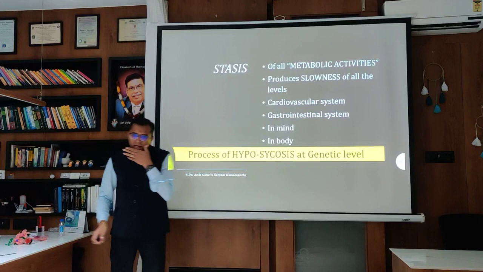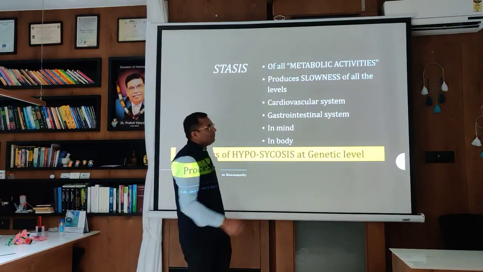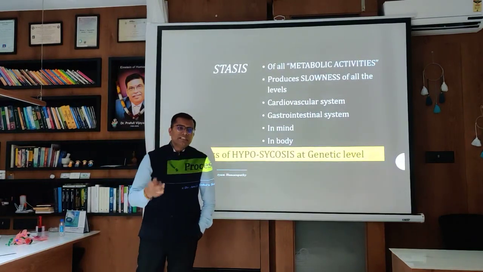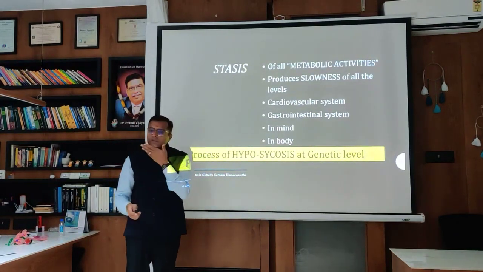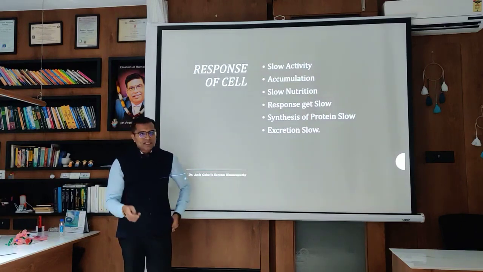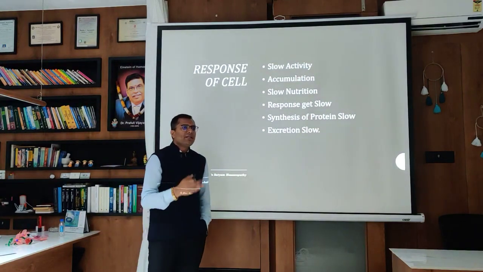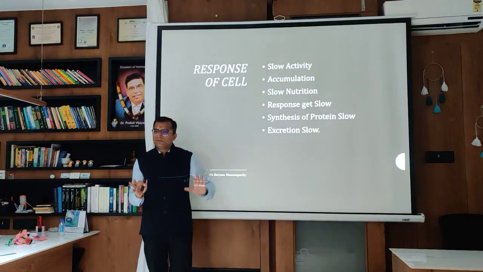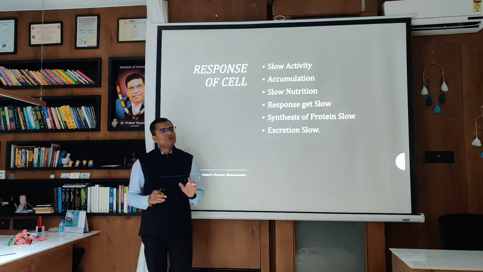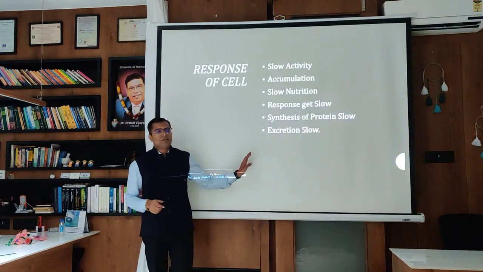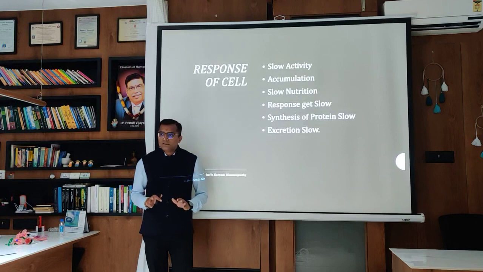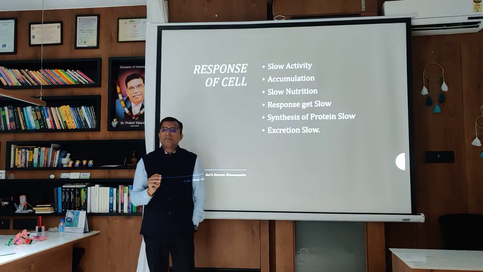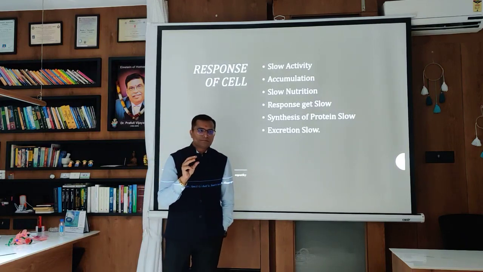So how hypopsychosis is represented in a particular system, a particular part of the body, as well as at the level of mind, we have to understand. So the response of the cells: every cell responds in a particular genetic pattern. So we understand at the genetic level that it is a hypocytosis, and hypocytosis leads to slowness. So what happens at the cellular level? There is a slow inactivity. The metabolism of the cell becomes slow. So when the metabolism of the cell becomes slow, what happens?